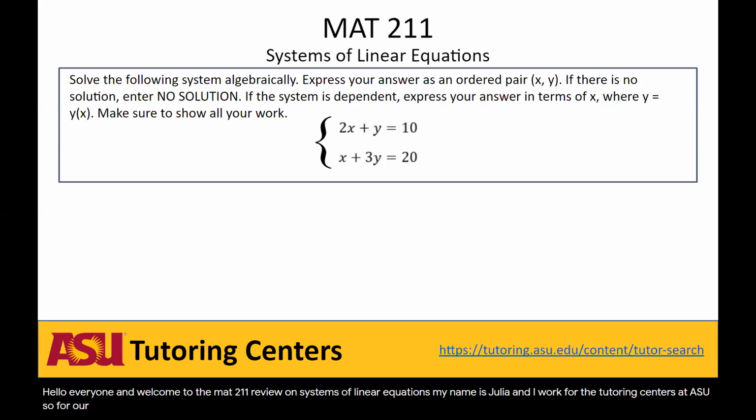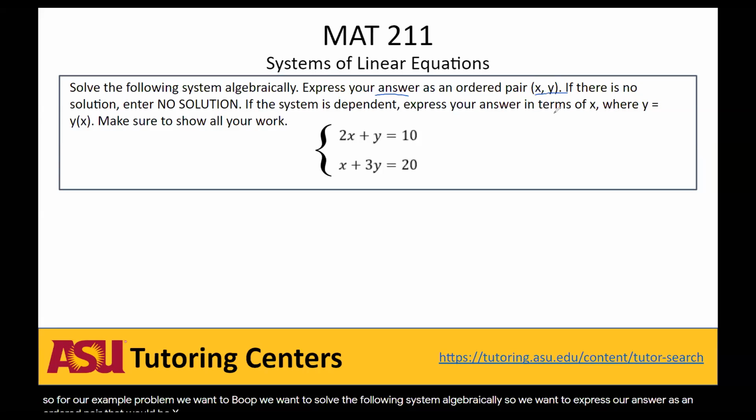So for our example problem, we want to solve the following system algebraically. We want to express our answer as an ordered pair, that would be x, y. If there's no solution, we want to enter no solution. And if the system is dependent, we want to express our answer in terms of x, where y equals y of x.